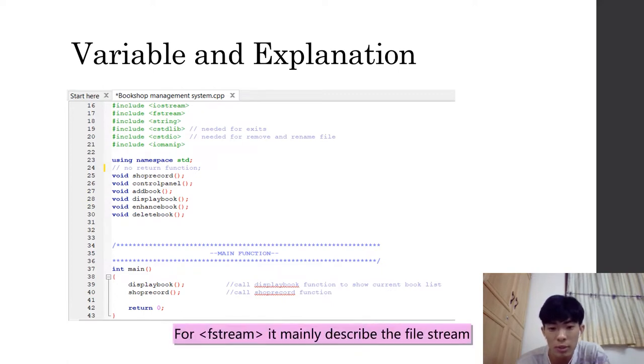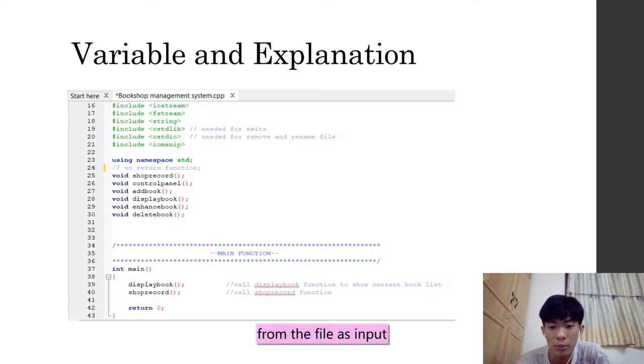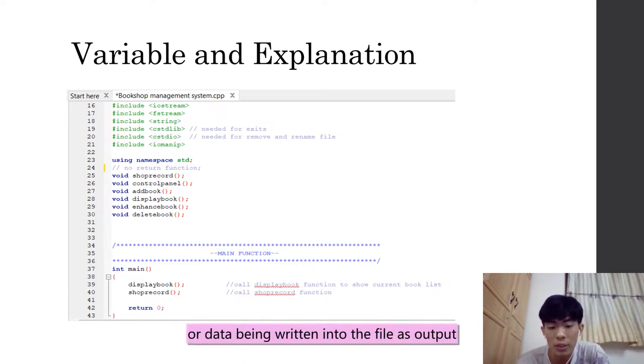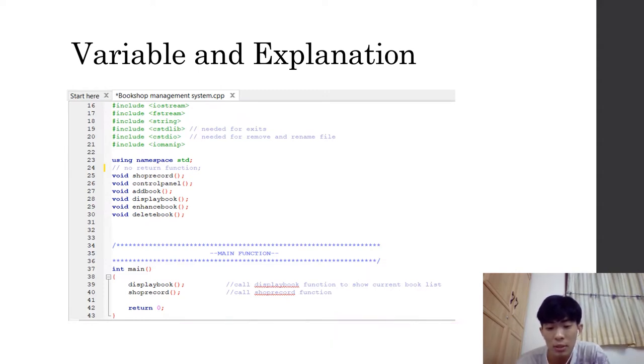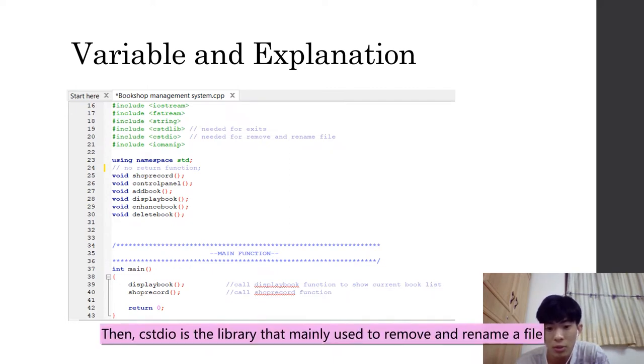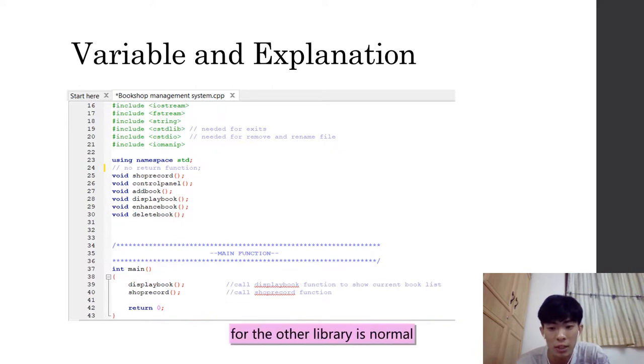fstream mainly describes the file stream. It is used to handle data being read from a file as input or data being written into a file as output. Besides, another header file we use is cstdlib. The library is needed to access the file. Then cstdio is the library mainly used to remove and rename a file. We use it in our delete book function and also edit book function. The other libraries are normal libraries.